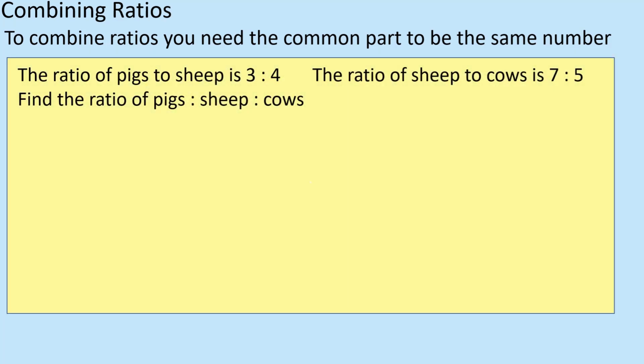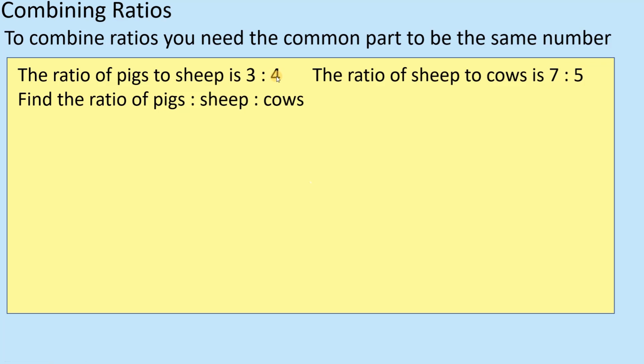So if I look at an example, the ratio of pigs to sheep is 3 to 4, and the ratio of sheep to cows is 7 to 5. Now I want to find the ratio of pigs to sheep to cows. But the problem is that the sheep part here is 7 and 4 here, so they are different.